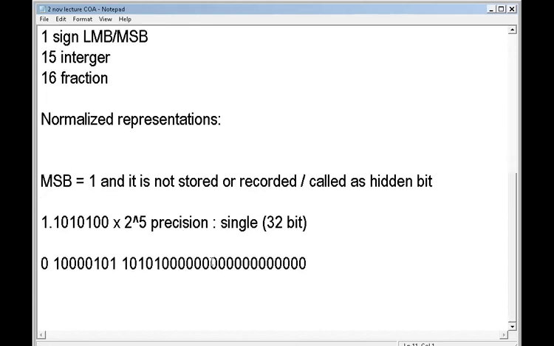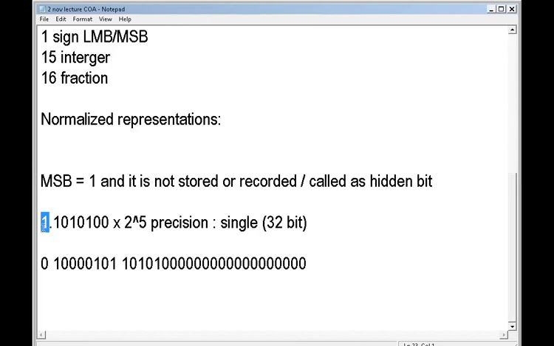So in binary, obviously the numbers could be represented as, now here if we write 0.10, then that is not a normalized number.